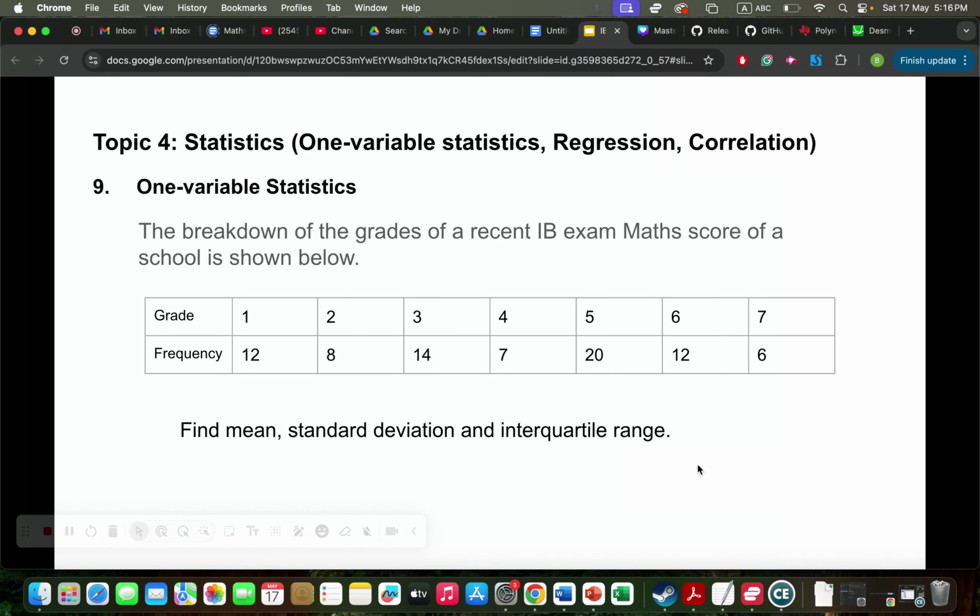All right, now we're going on to statistics. This should still apply very nicely to both the AA and the AI student. Again, a very popular question about finding the mean, the standard deviation, and the interquartile range. This is just a context about the breakdown of the grades of an IB exam, and you want to put this onto the calculator. Of course, you should be able to do this with the GDC, finding the mean, the standard deviation, and the interquartile range. But AA students, please make sure you know how to do it without the calculator as well. Again, it's a calculator video, so I just want to show you how to do this with the GDC.